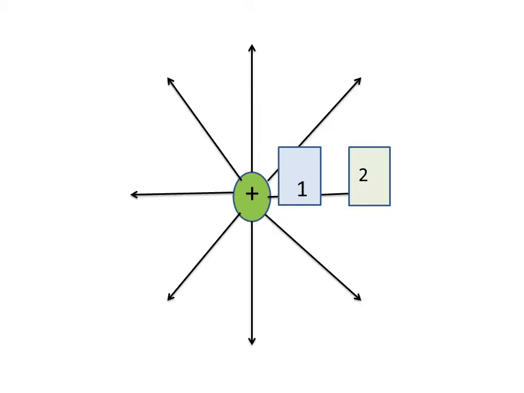For example, let us consider two similar areas, 1 and 2. Both are of the same measurement. Through the first area, we can see that two field lines pass through the area, and through the second area, we have only one field line. It means that in the first area, which is near the charge, the strength of the field is high, and in the second region, which is far away from the charge, the strength of the field is less.